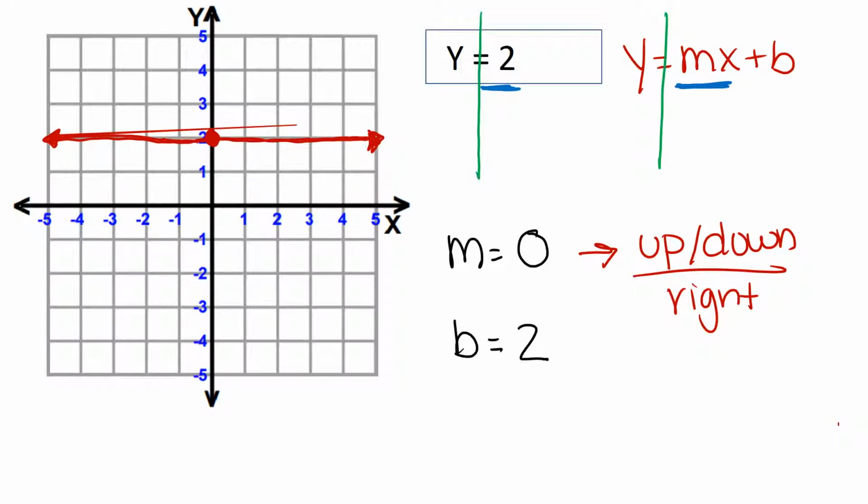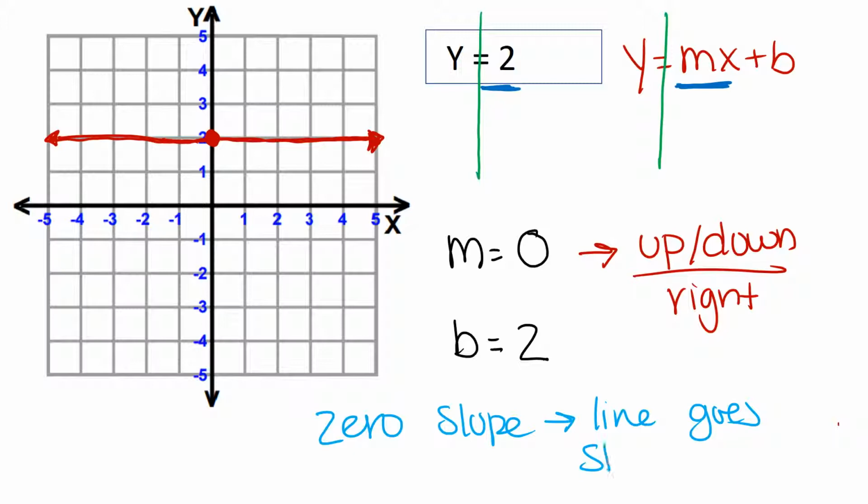Anytime you have a slope of 0, you're going to have a line that goes straight across. We cannot go up or down, so it can only go straight across.